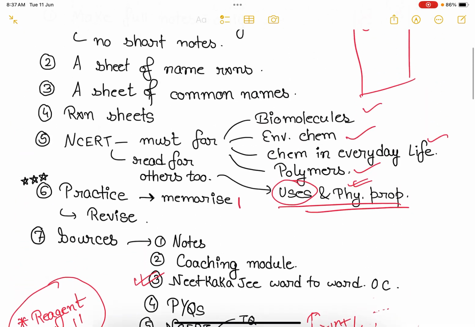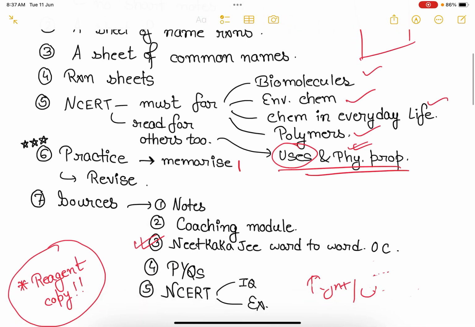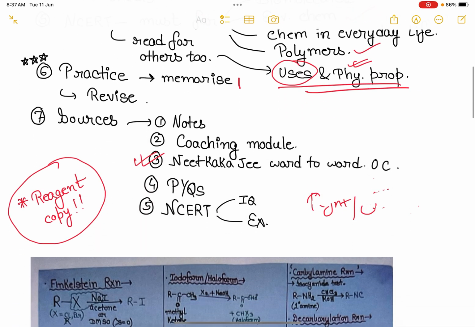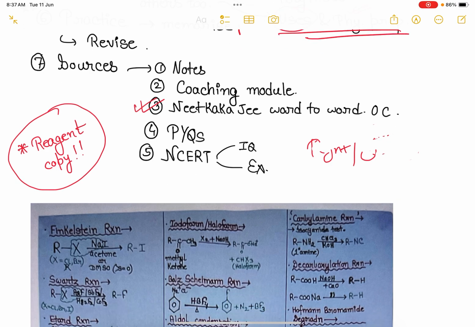And if you want, I will share with you each and every point, how to make the named reaction sheet, how to make the common names sheet. Or I will share my resources with you. My named reaction sheet I have already shared. Common names I will also share. Reaction sheets I will also share completely. And the reagent copy I haven't made because I didn't need it. There was no need for it for me. So if you want, you can make it on your own.